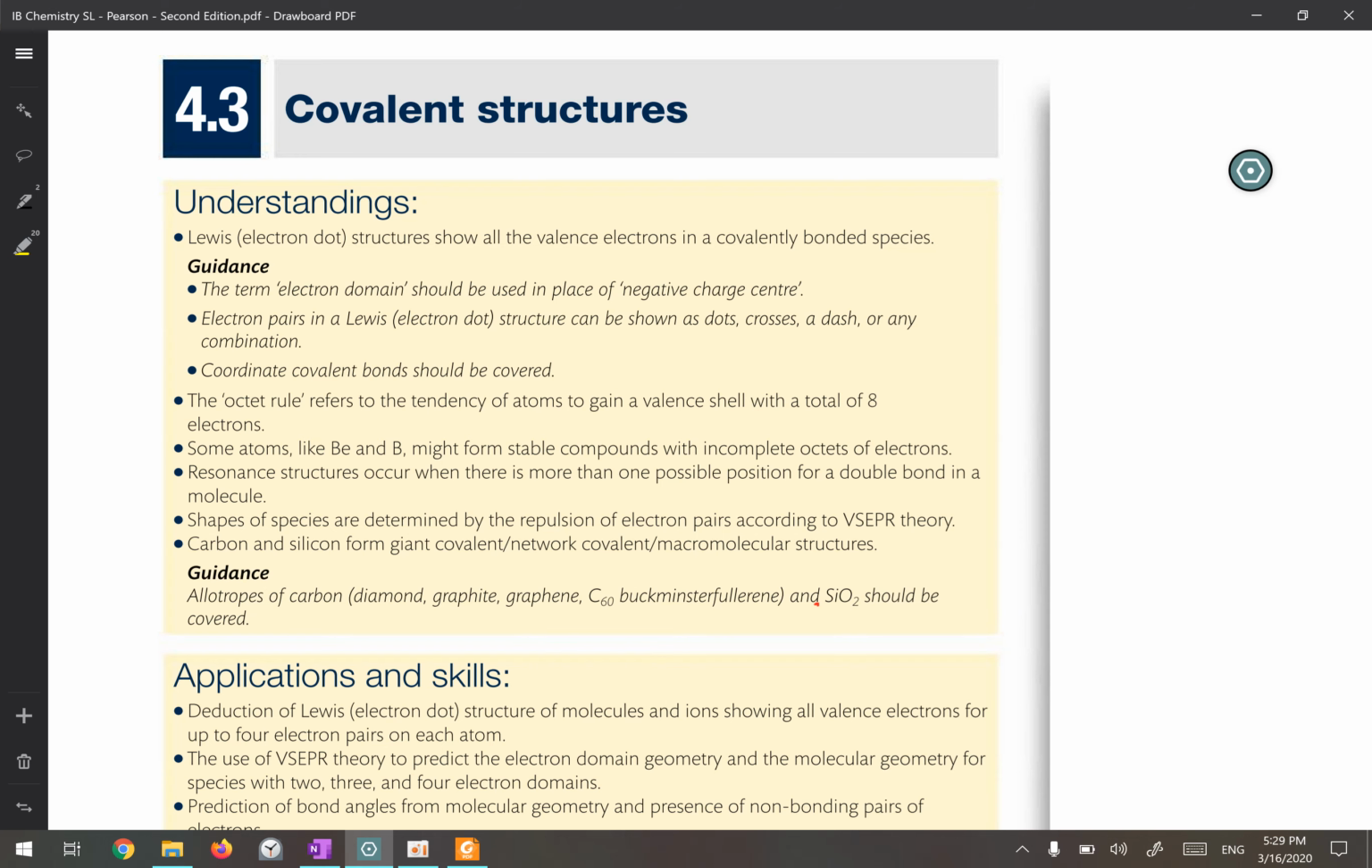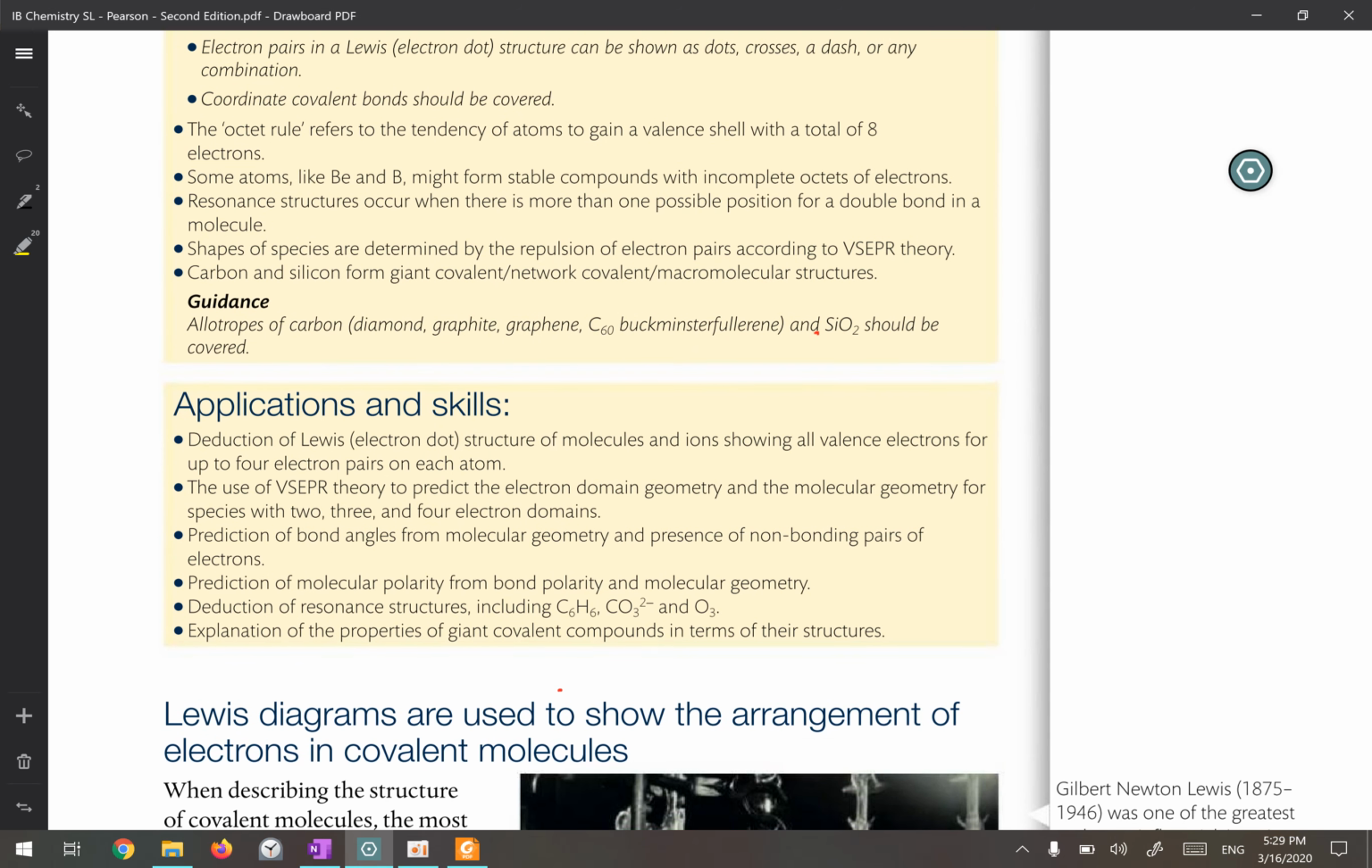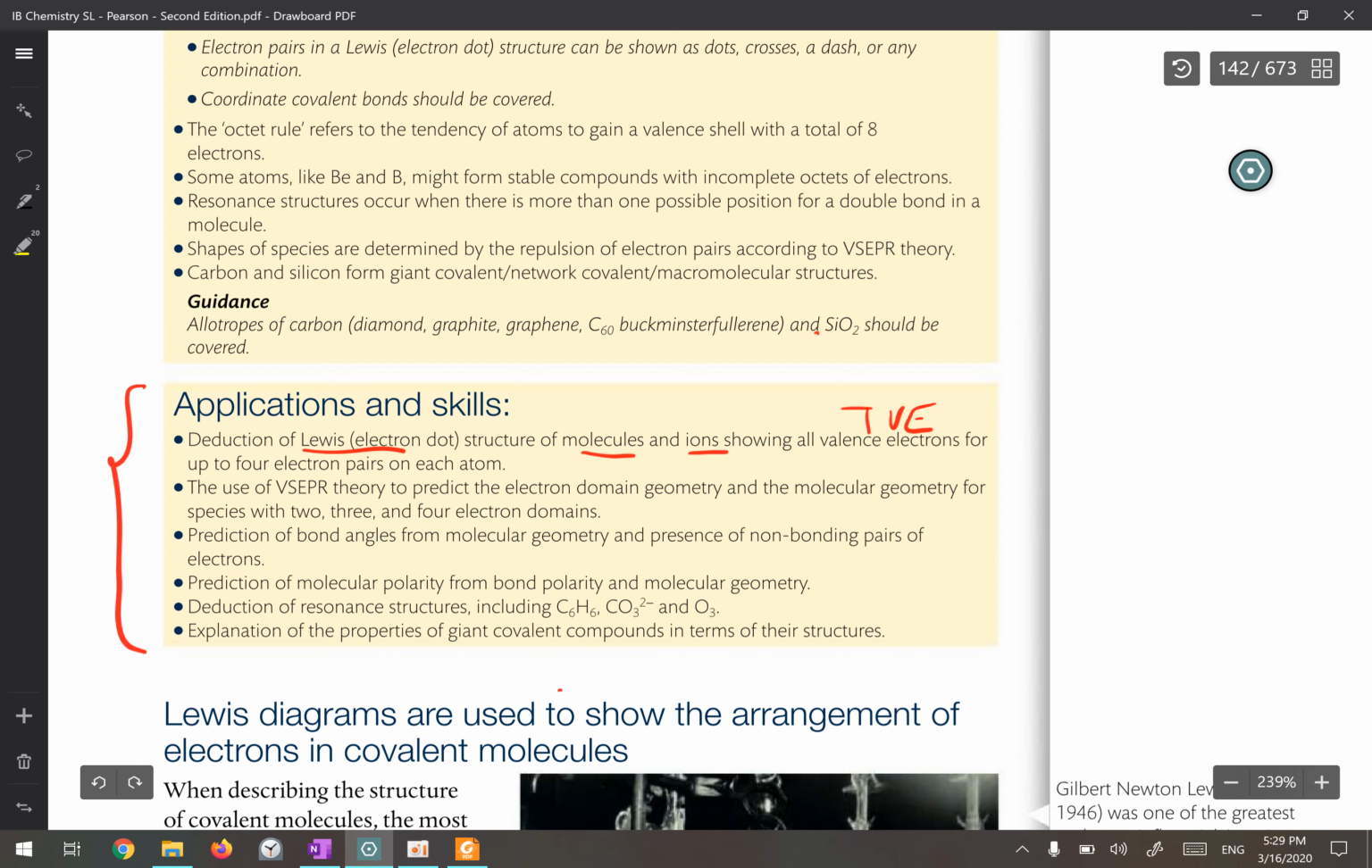In this video, I want to talk about the covalent structure. This is section 3 of chapter 4 of your IB textbook. At the end of this section, you must be able to draw the Lewis structure for both molecules and ions. You must be able to find the total valence electrons for them.